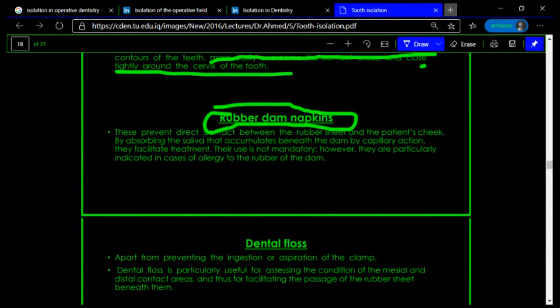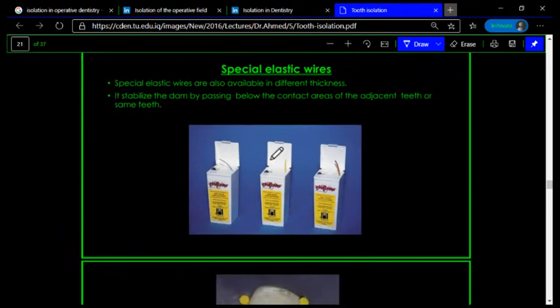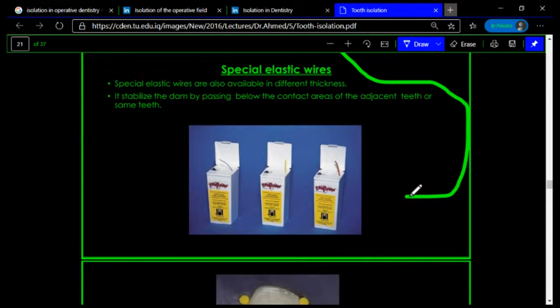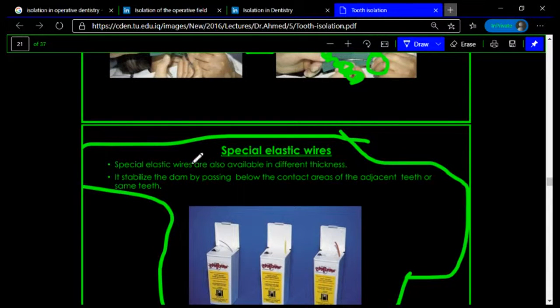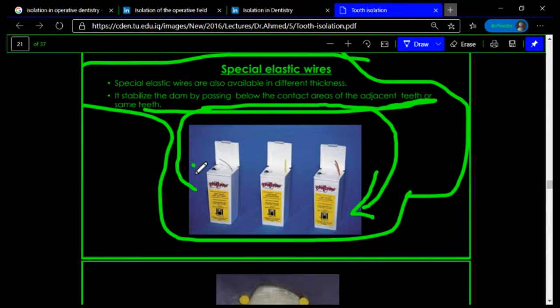Continuing with this PDF, it's a very important PDF talking about the rubber dam and how it is applied to the patient. There are, of course, special elastic wires, also available in different thicknesses. They stabilize the dam by passing below the contact areas of the adjacent teeth or the same teeth. And these are the special elastic wires.